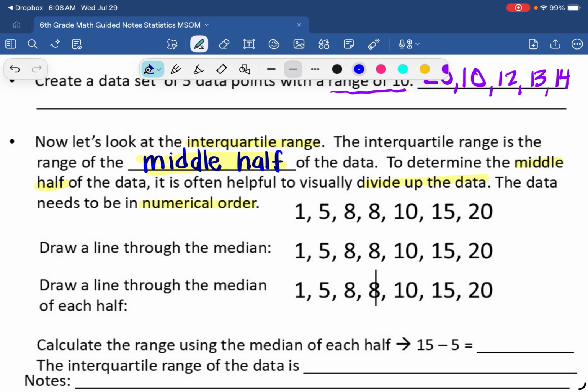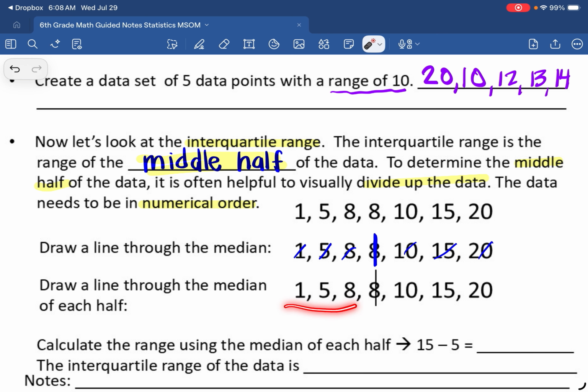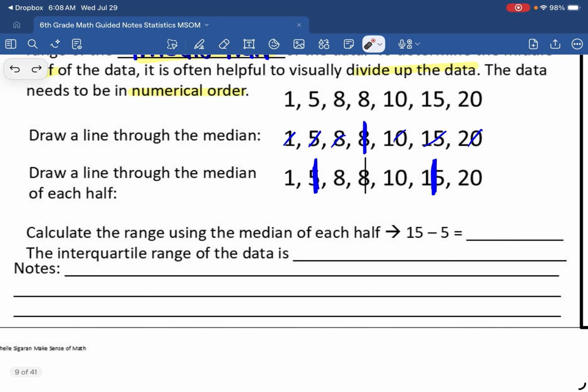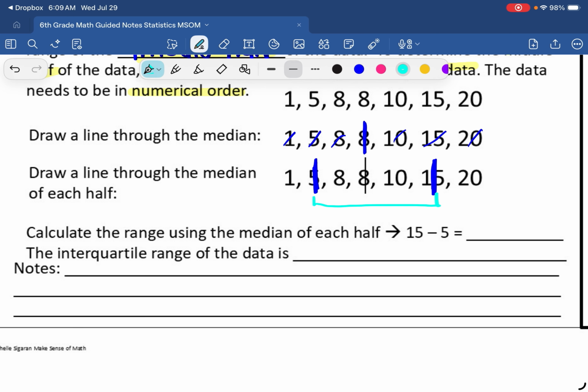We can start by drawing a line through the median. So my median is going to be the number right in the middle, which is going to be 8. Now I'm going to draw a line through the median of each half. So I have these 3 numbers right here. So my median would be right here in the middle down here, and then right here in the middle up here. To find the interquartile range, I'm going to find the range of these numbers right here, 15 and 5. So I'm going to take 15 minus 5, and that gives me 10. The interquartile range of the data is 10.